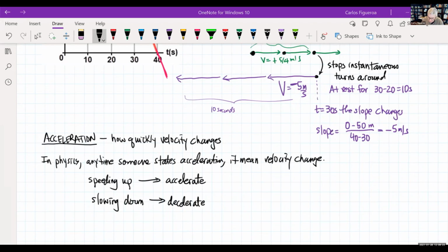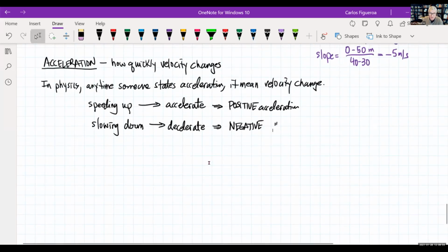Okay. And what you're going to find here is that when we say speed up, what we really mean in physics is positive acceleration. If we're slowing down, we say negative acceleration. So the only difference between speeding up and slowing down is the sign of the acceleration relative to the velocity here.